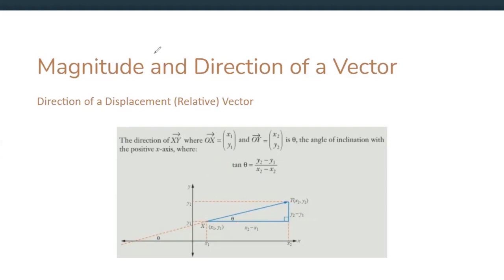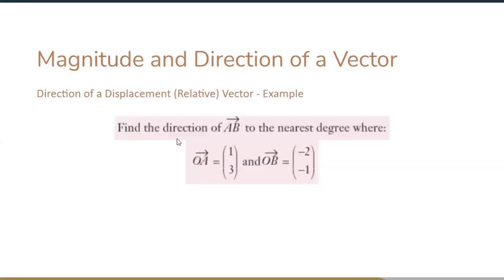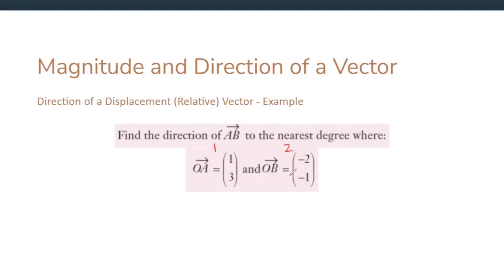So looking at an example of that, we want to find the direction of AB to the nearest degree, where OA is equal to (1, 3) and OB is equal to (-2, -1). So what I'm going to do is call this my first point and this my second point. And so the formula is tan theta is equal to y2 minus y1 all over x2 minus x1.